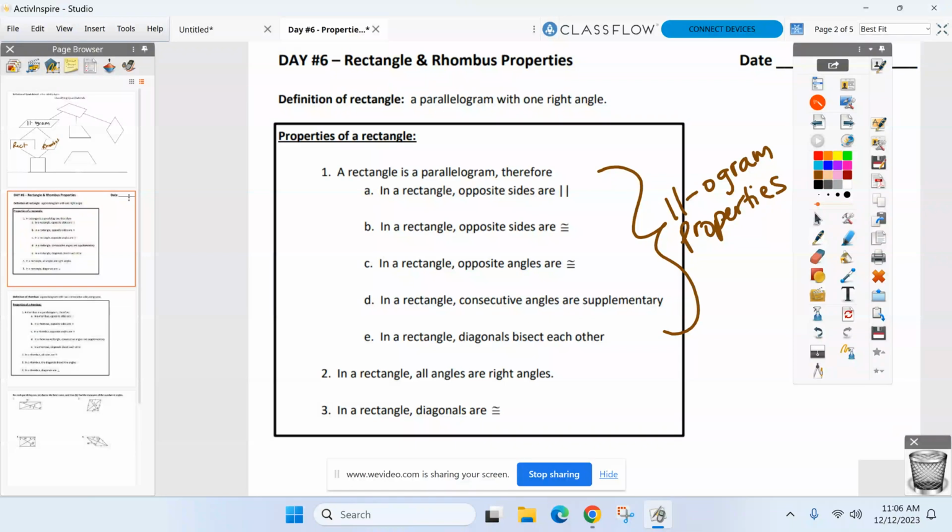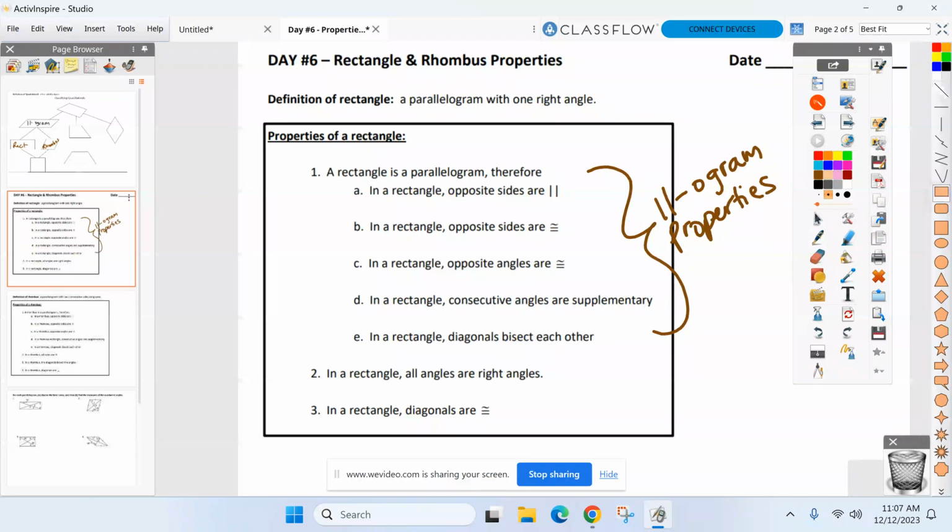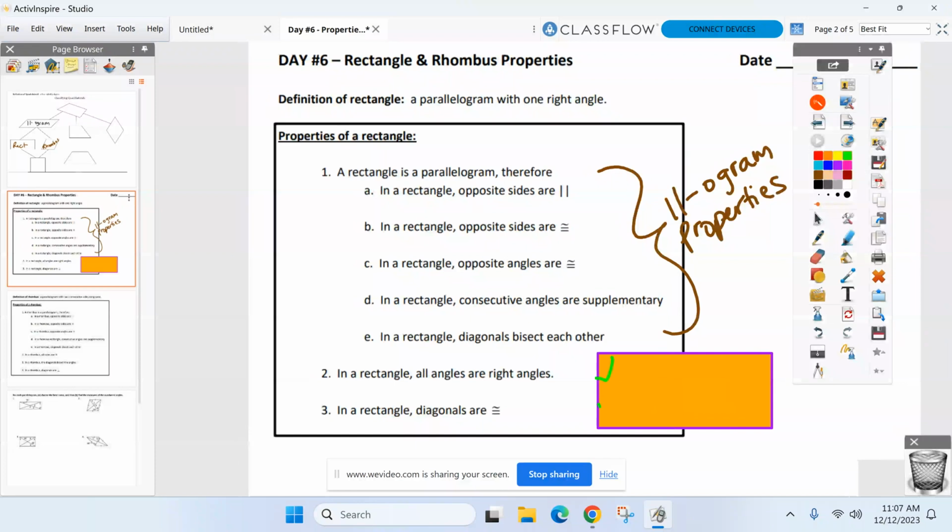But first, let's talk about the rectangle, because a rectangle has a few other properties that the parallelogram does not, and only for a rectangle. And they are, I think you know the first one, all the angles in a rectangle are right angles. Okay, so it has all right angles. Here's a couple that you probably did not know. When you draw in the diagonals of a rectangle, they are congruent to each other.